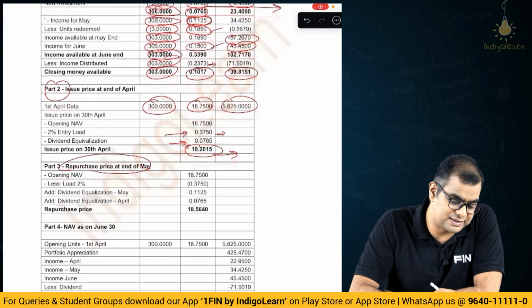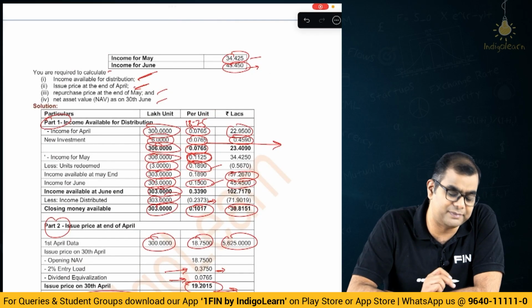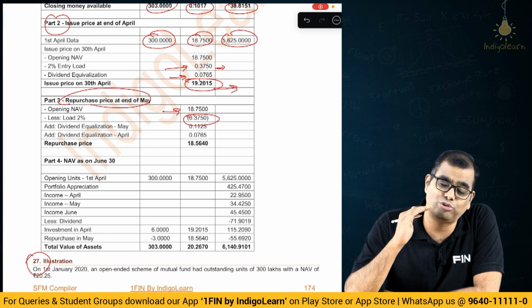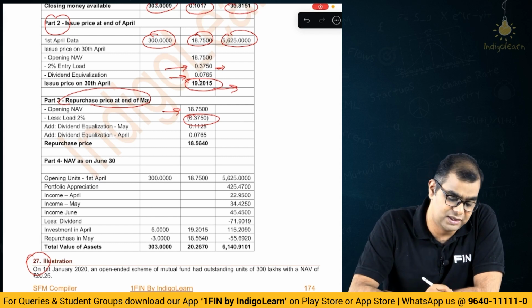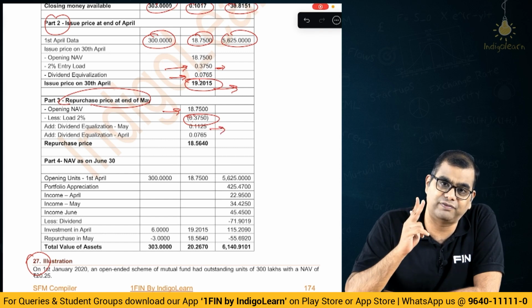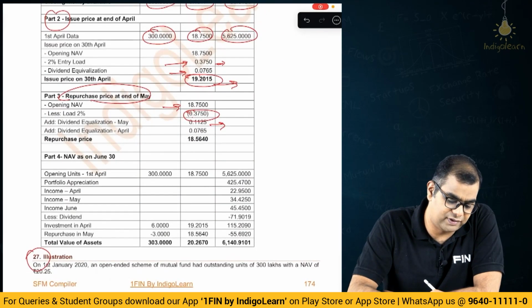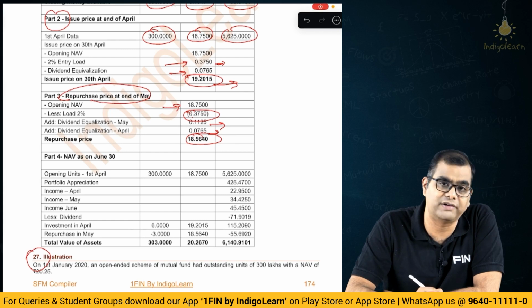What is the repurchase price? They have also asked for the issue price at the end of April and the repurchase price at the end of May. 18.75 is the opening NAV. Then you have exit load of the same 2%. So, when somebody is exiting, you don't pay them the full money, you pay them less. So, 0.375. Then you also pay them the dividend for the 2 periods, April and May, which we already computed here, which is 0.189. So, 0.1125 and 0.0765. So, you will basically repurchase at 18.564.